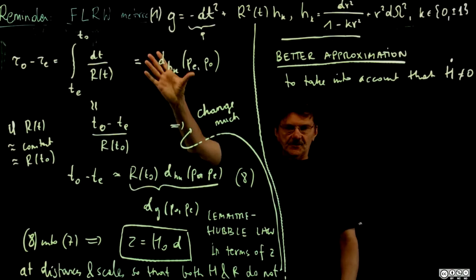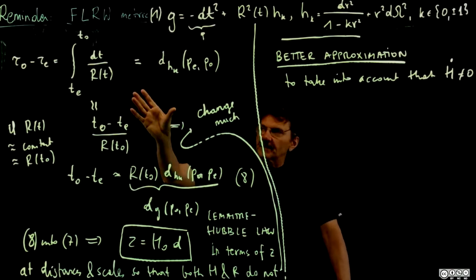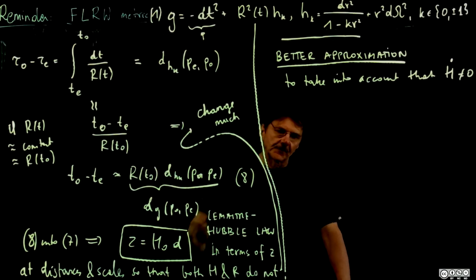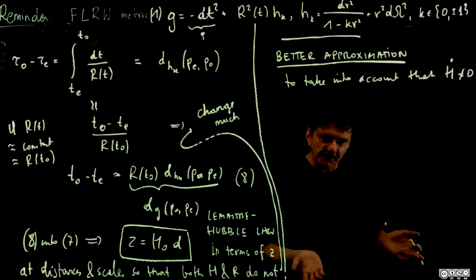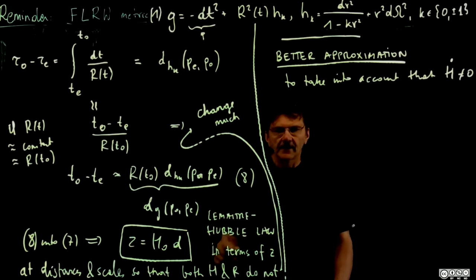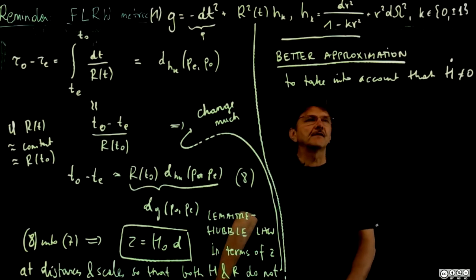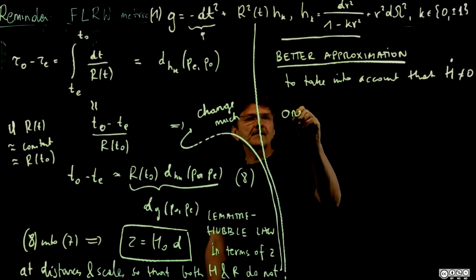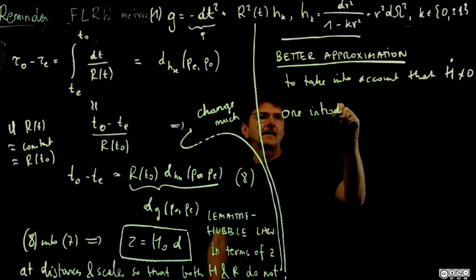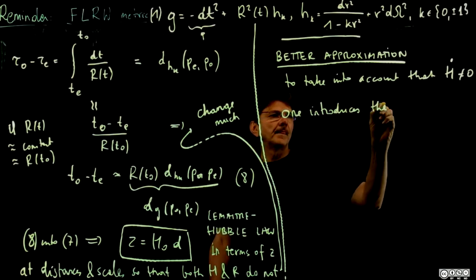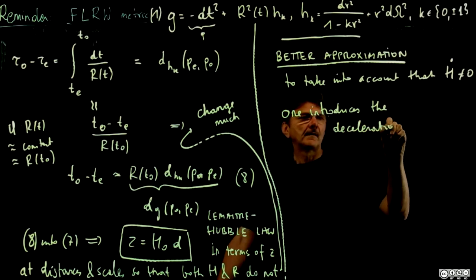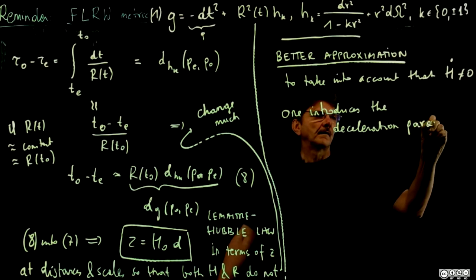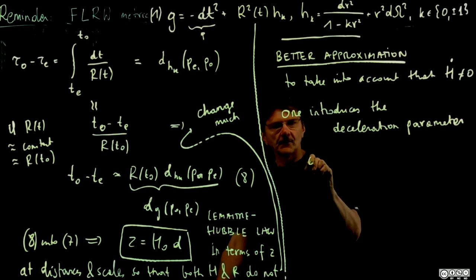In other words, we could just take this calculation, which is essentially what I did: a Taylor expansion to first order in all the formulae, neglecting all quadratic terms. But one can repeat this calculation, making a Taylor expansion to, say, second order, and then get correction formulas for these equations. And so one introduces something called the deceleration parameter. It's called Q.